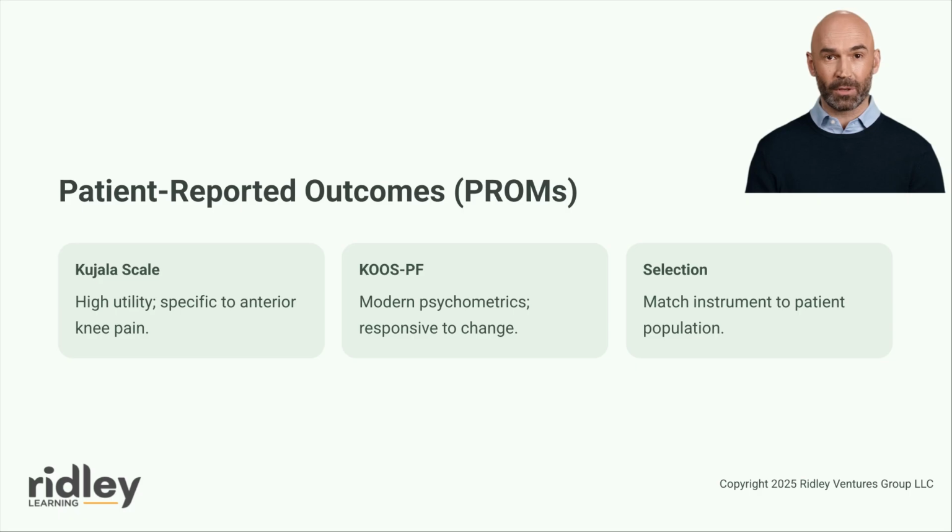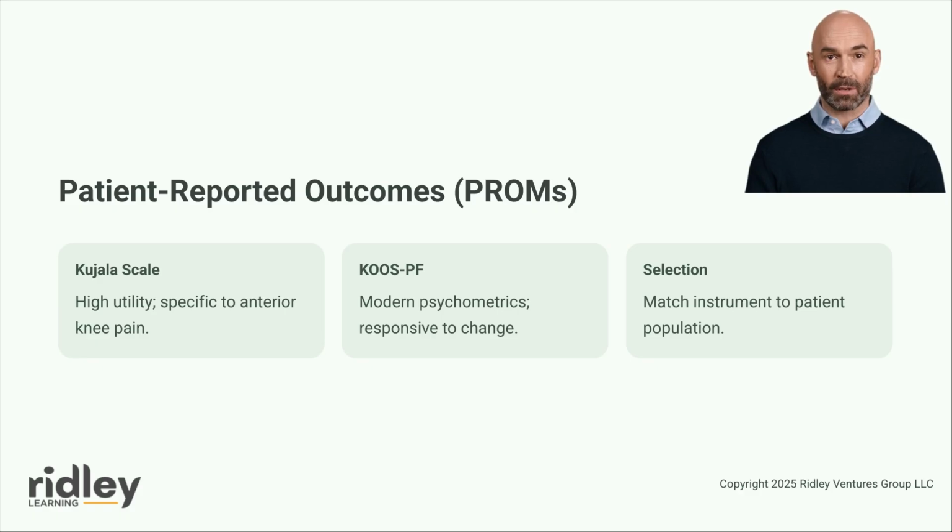The Kujala Anterior Knee Pain Scale, developed in 1993, remains widely used due to its extensive validation history and familiarity among clinicians and researchers. This 13-item instrument assesses symptoms and functional limitations across activities including walking, running, jumping, squatting, and stair climbing. Scores range from 0 to 100, with higher scores indicating better function. The minimal clinically important difference for the Kujala scale is approximately 10 points, providing a threshold for interpreting meaningful change.